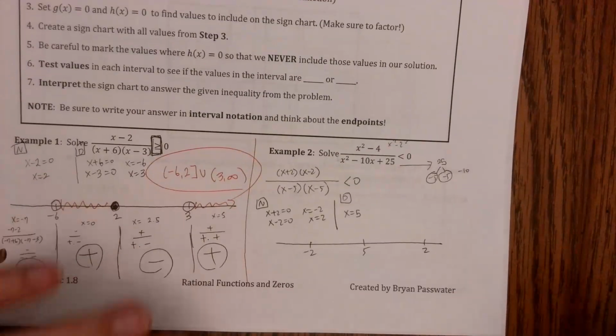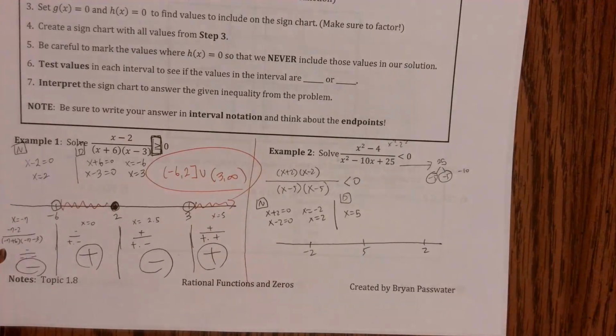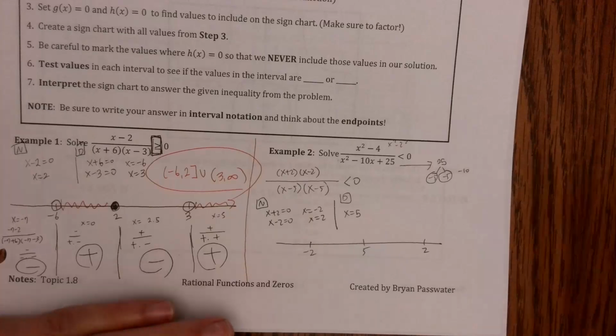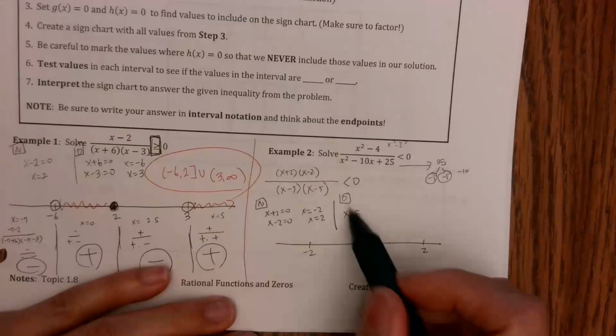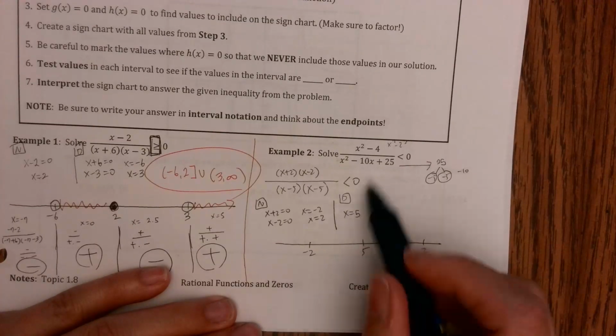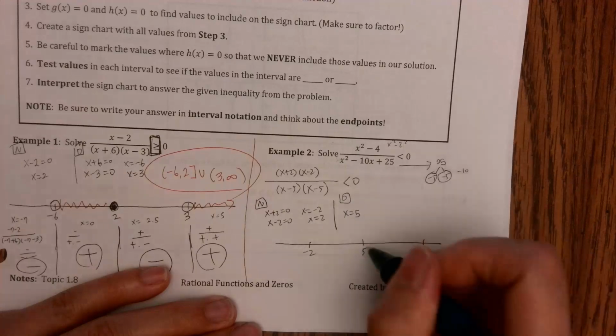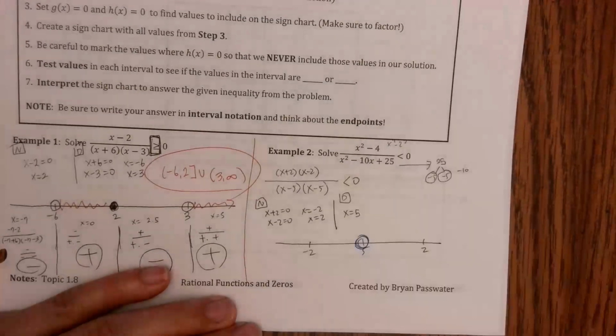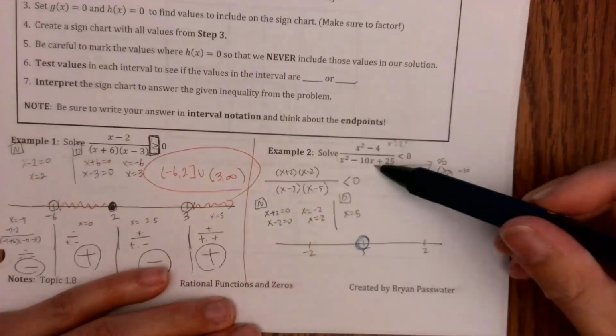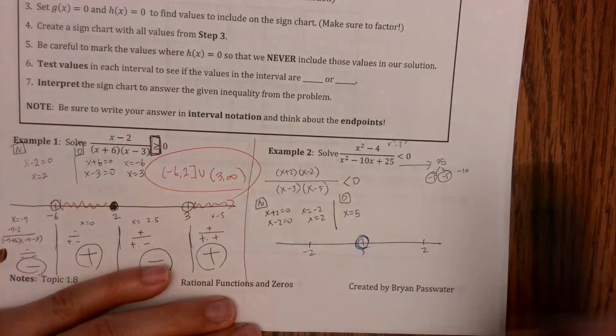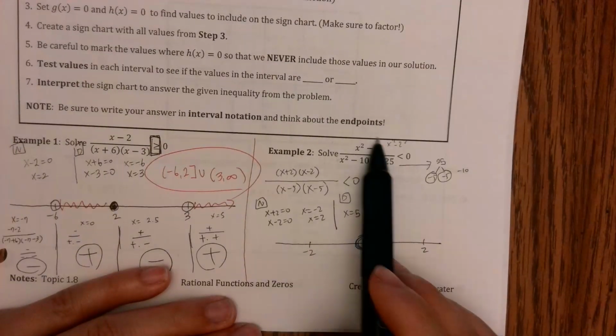All right. Now, if you want to challenge yourself, I recommend stopping the video and seeing which one's going to have an open circle and which one is going to have a closed circle. Or you can do it with me. 5 is the one that makes my denominator equal to 0. My bottom is 0. Oh, no, no, no, no. I cannot have that as my solution. So open circle on what makes the bottom equal to 0.